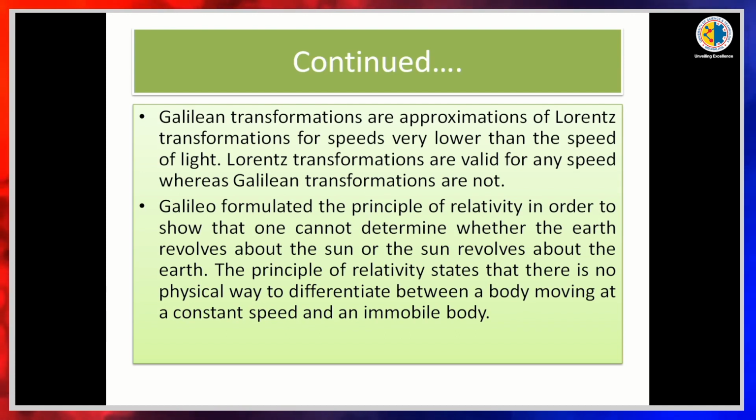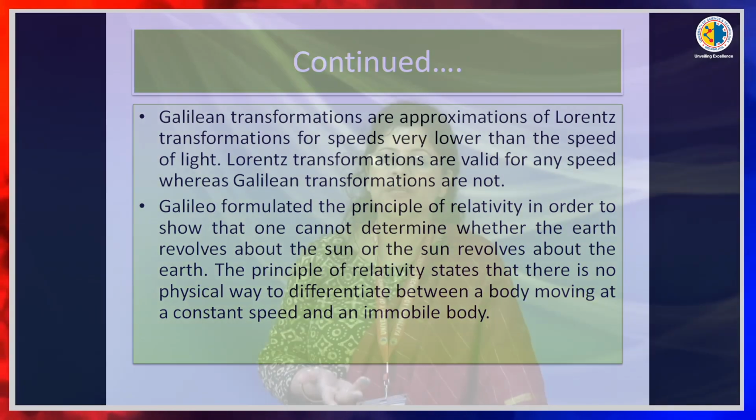Galileo formulated the principle of relativity in order to show that one cannot determine whether the earth revolves about the sun or the sun revolves about the earth. The principle of relativity states that there is no physical way to differentiate between a body moving at a constant speed and an immobile body. So, Galileo formulated the transformation equations known as the Galilean transformation equations, as we already discussed. Galileo proved Newton's laws of mechanics, but he could not prove Maxwell's electromagnetic theory.